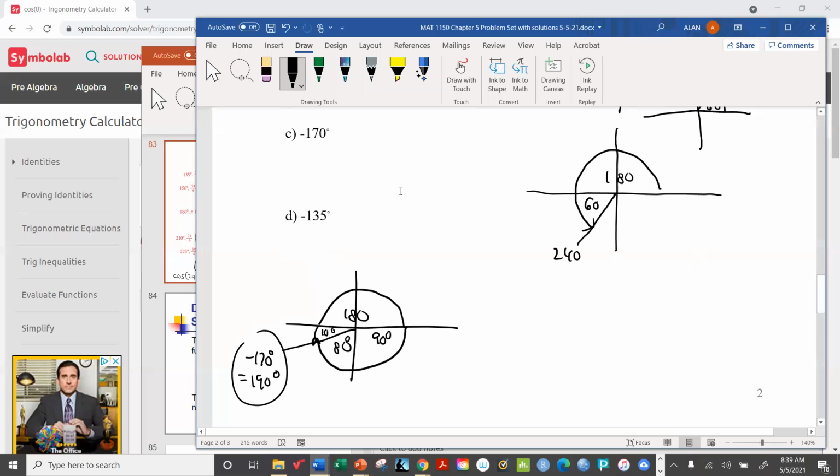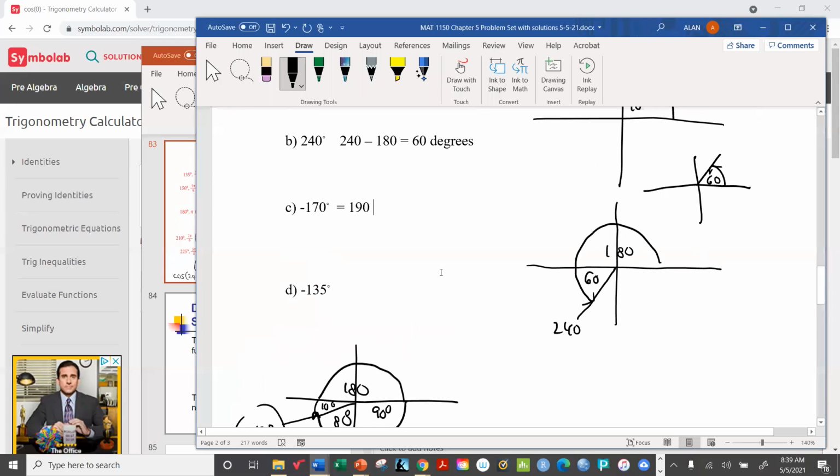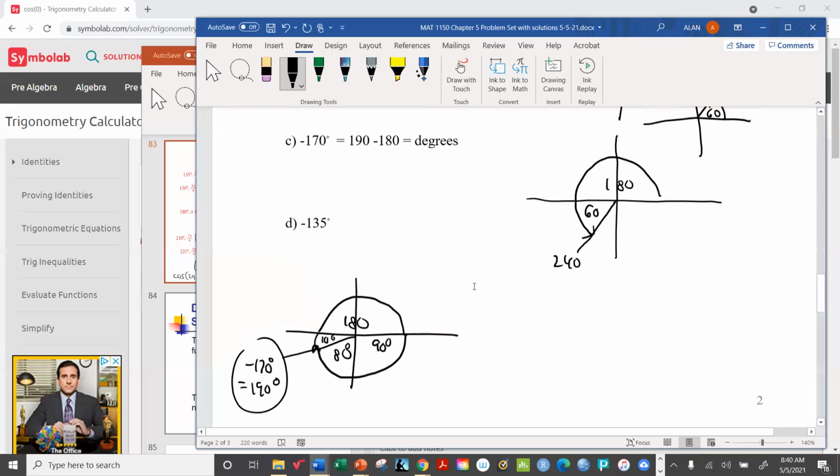So that means I can take this one and immediately transform it into 190 degrees. And now what I can do is subtract 180 degrees, and I've got a reference angle of 10 degrees. Okay, so does that work?